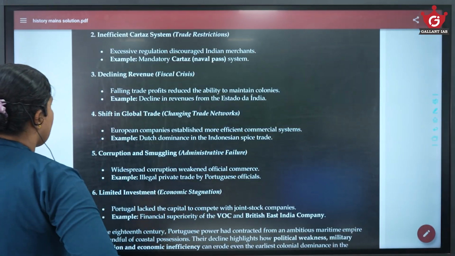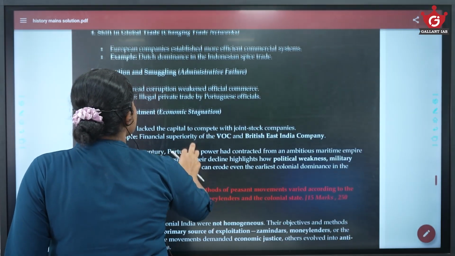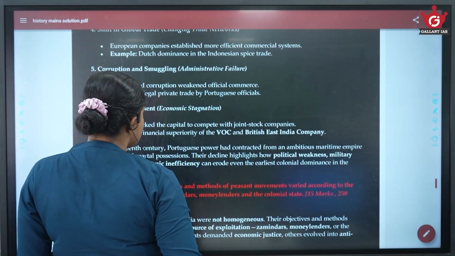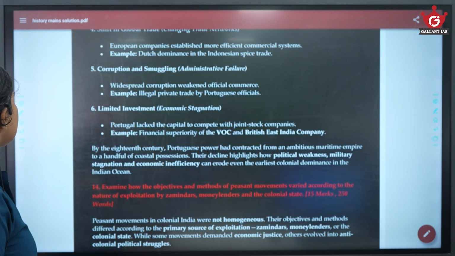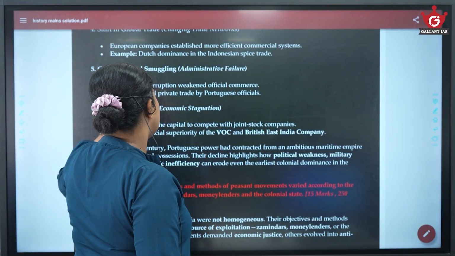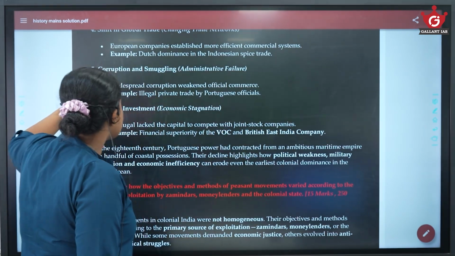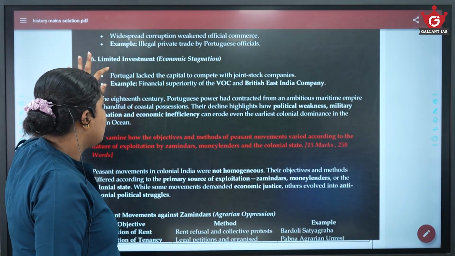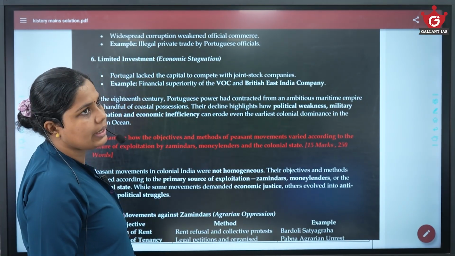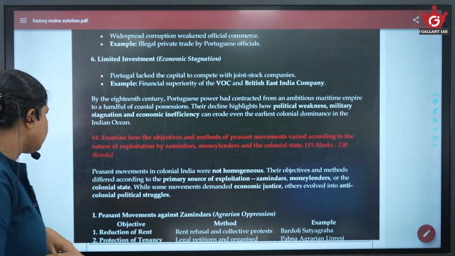Shift in global trade. Okay, European companies established more efficient commercial systems, like Dutch dominance in Indonesia in the spice trade, you can mention. So the Portuguese started to decline. Okay. Next is corruption and smuggling. There was illegal private trade, so this led to corruption, smuggling, these kinds of things. Next is limited investment. Okay, financial inferiority. They were not able to maintain it, so it gradually led to a decline in investments.